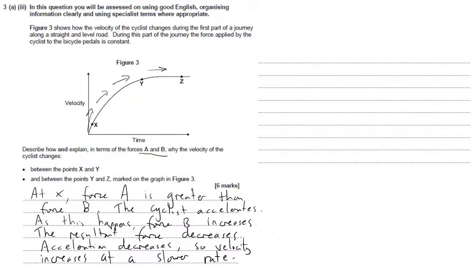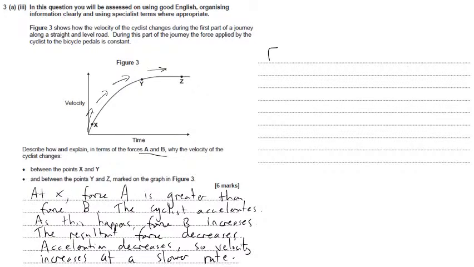From Y to Z is when the air resistance is increased to the point that it becomes equal to force A. So there is a zero resultant force, and we can tell the zero resultant force because the velocity becomes constant. And Newton's law states that when the resultant force on a body is zero, it remains either at rest or moving at constant velocity.